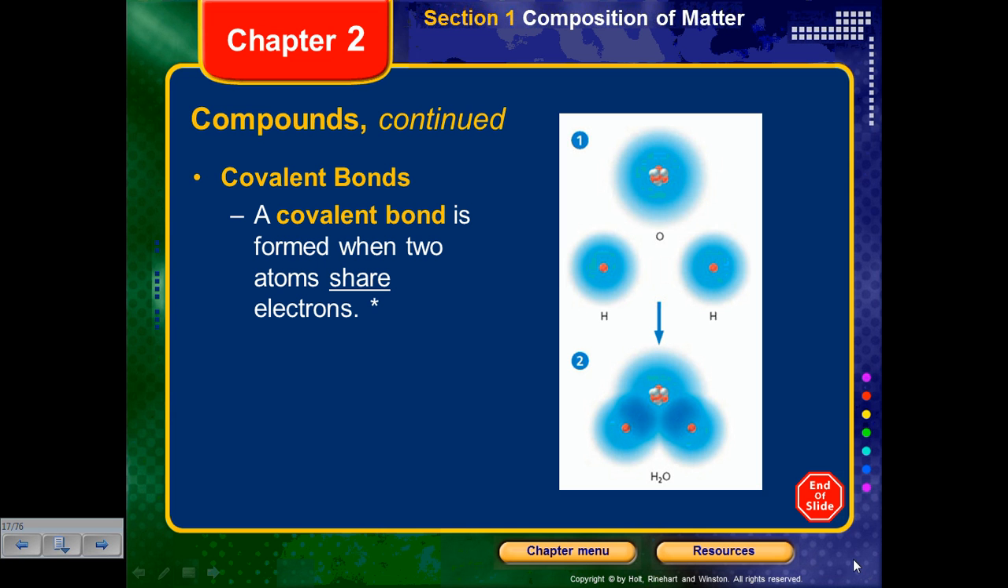Now, does anybody remember why they want to share electrons? Why do they want more electrons? So they can fill it there also. Good job. So they can fill up their outside ring.